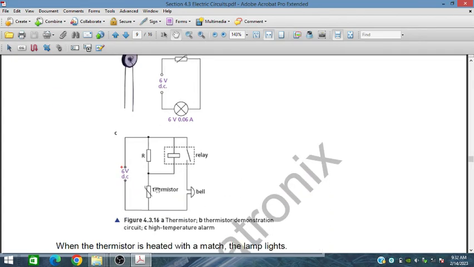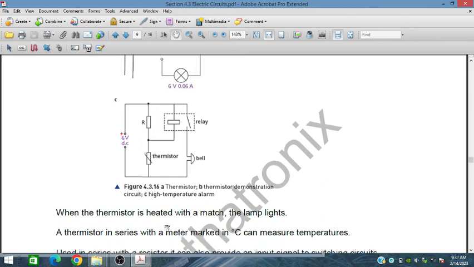This is the thermistor and this is a relay. When the thermistor is heated with a match, suppose we use some fire or some hot material placed near the thermistor, the lamp will glow.